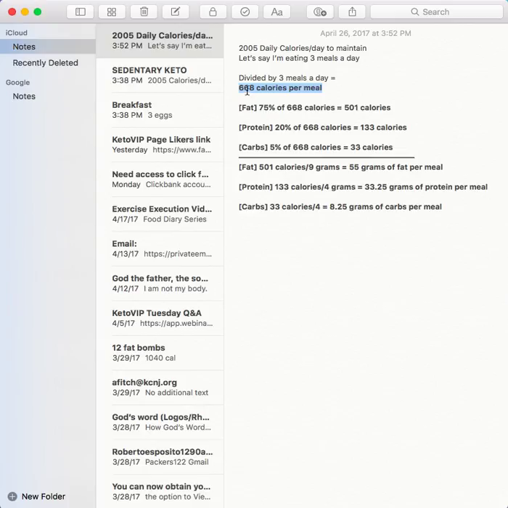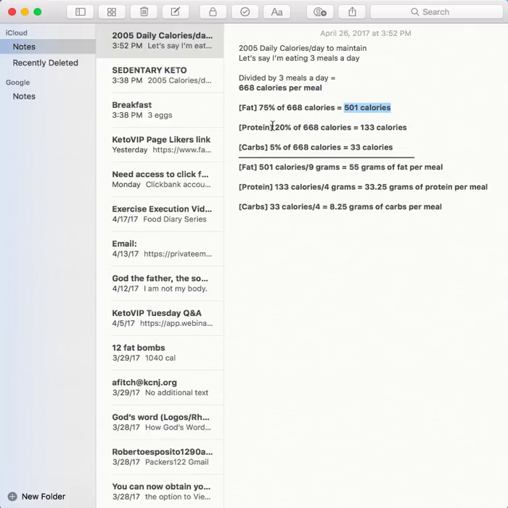So if I know that 668 calories are supposed to be eaten per meal, that's not enough. I need 75% of those 668 calories to be coming from fat, right? So all I do is I multiply 668 by 75% and I get 501 calories. So I know that per meal, I'm going to be having 501 calories coming from fat. And I do the same for protein and carbs.